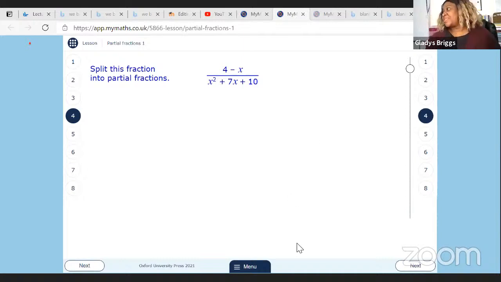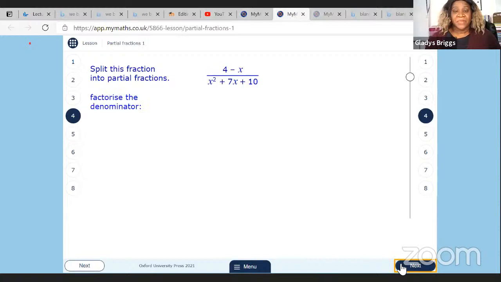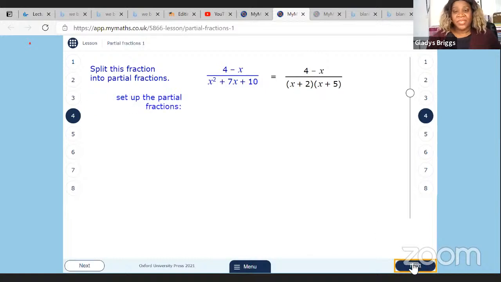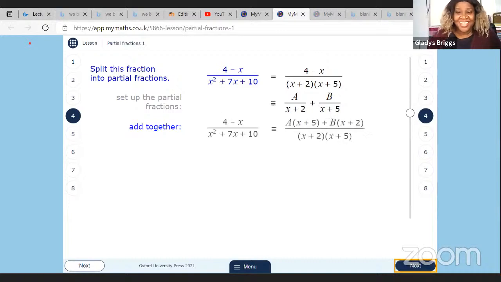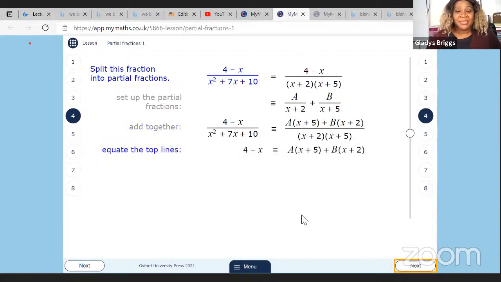Okay, we'll see what the answers are. So we factorize the denominator. So we have x plus 2 and x plus 5, yeah? And then we set it up as partial fractions. And then we follow the process as we've been doing. And once the bottom numbers are the same, then we equate the top numbers, the top line. This is equal to this.